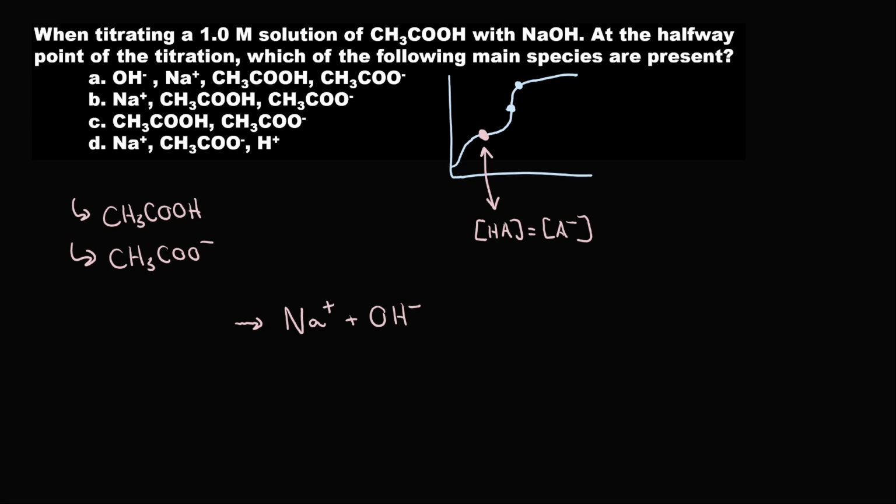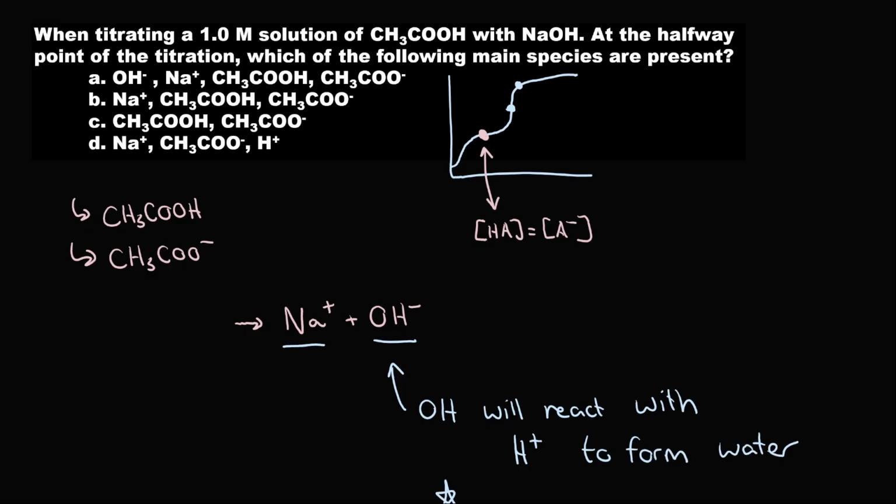So what we can look at is that we either have Na plus or OH minus within our mixture. Interesting thing about titrations, especially at the halfway of the equivalence point up until the end point, is that all of the OH minus will react with H plus to form water. And this is true until the end point.